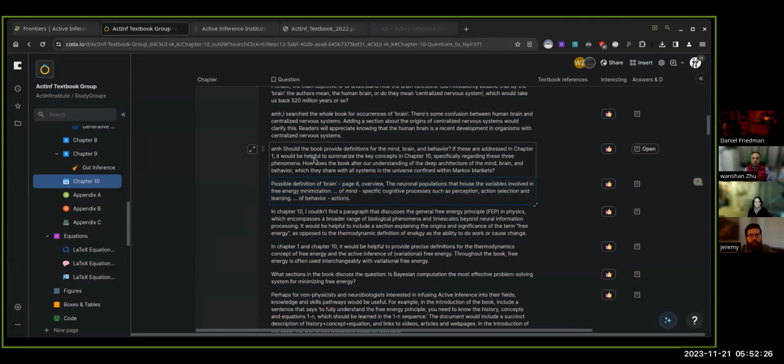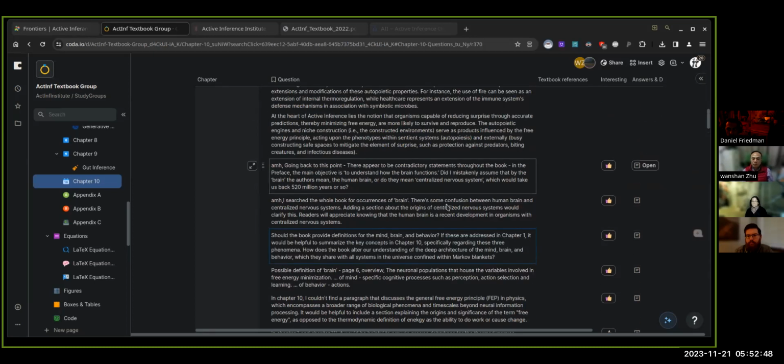Okay, definition of brain. Definitions for mind, brain, and behavior. Yeah, I mean, there's the author's definition, and then there's our ontology. And we meet every week to update the definitions and to translate them and to use them more coherently. So if people especially are interested in definitional questions, let's do it.